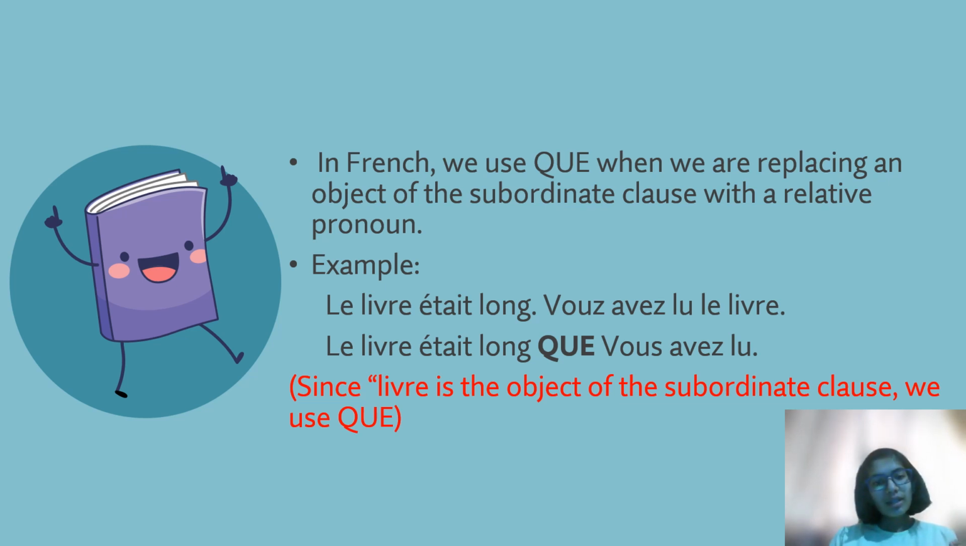In this sentence, the subordinate clause is this second sentence, okay? And the object of the second sentence is le livre. Livre means the book. So this is your subordinate clause and this is the object of your subordinate clause. So que is used to replace the object of the subordinate clause. Therefore, you will be using que to replace le livre.